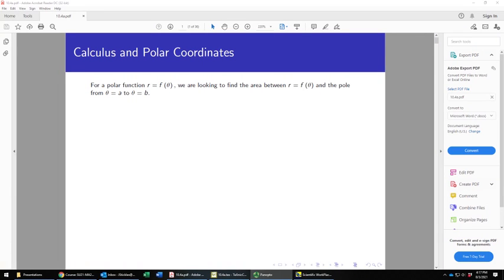In this video, we're going to do some calculus on functions that are defined in polar coordinates. In particular, we're going to be interested in doing area problems in polar coordinates. So, let's say we have a polar function, r equals f of theta, and we want to find the area between the function and the pole from one angle to another.